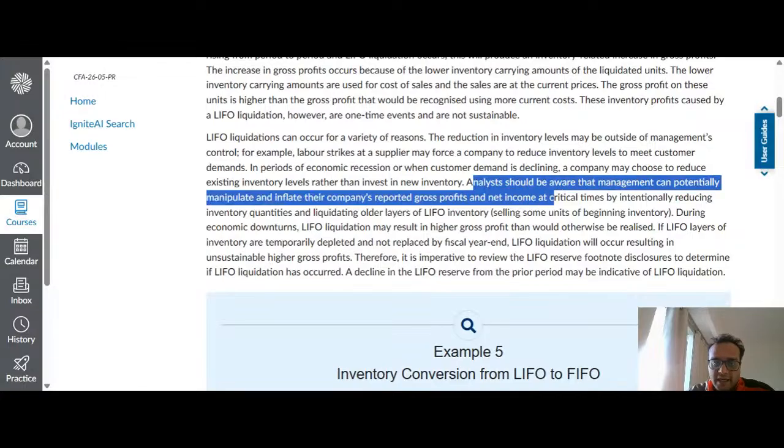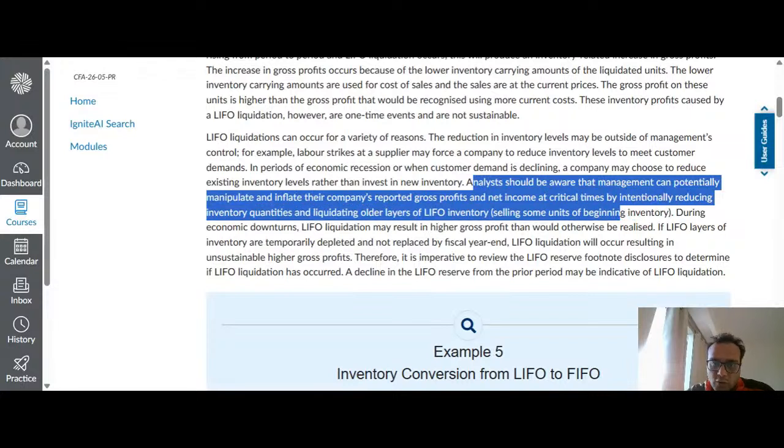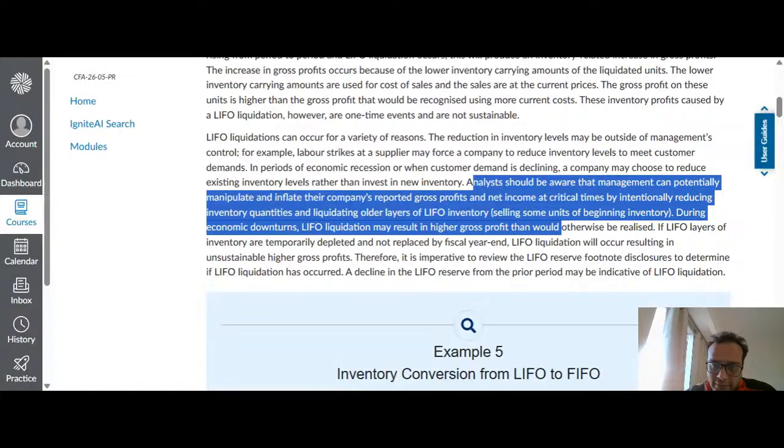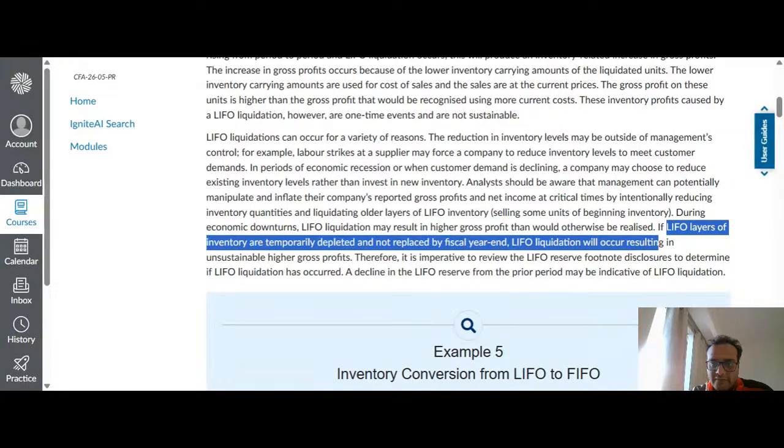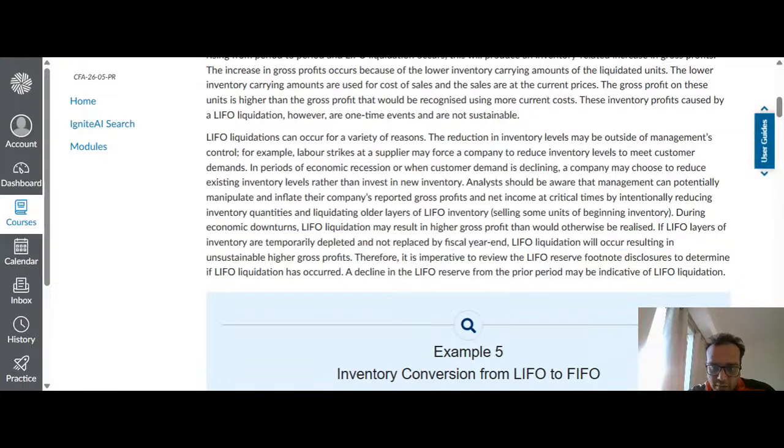You should be aware that management can potentially manipulate and inflate their company's reported gross profit and net income at critical times by intentionally reducing inventory quantities and liquidating older layers of LIFO inventory. During economic downturns, LIFO liquidation may result in higher gross profit than would otherwise be realized. Okay? Because of this, your overall gross profit is going to be higher. If LIFO layers of inventory are temporarily depleted and not replaced by the fiscal year end, LIFO liquidation will occur, resulting in unsustainable higher gross profit.